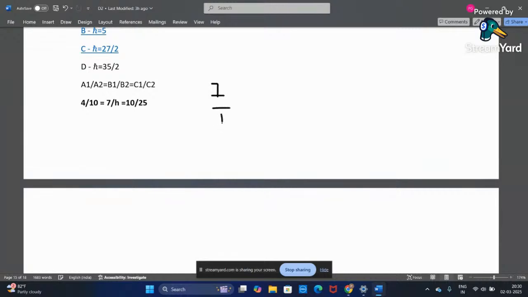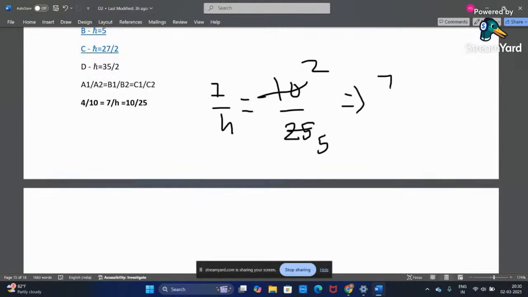Just take these two equations, that is enough. 10 by 25 we can write as 5 2s are 10, 5 5s are 25. So 7 by H equals 2 by 5. But here we need to find the H value.